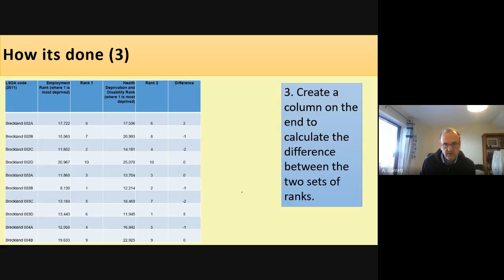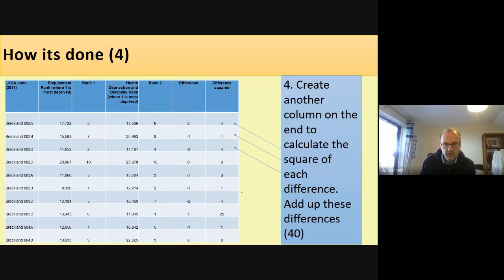Okay, once you've done that, you add another column, and that's the difference squared. And you simply square each. So obviously 2 squared is 4, 5 squared is 25, 0 obviously stays at 0. Okay. Once you've done that, you need to add up all these differences. And that's why I put the 40 in brackets, because that's the answer for this one. So 4 plus 1 plus 4 plus 1. Yeah, carry on that down, and then you'll get 40 on this particular example.